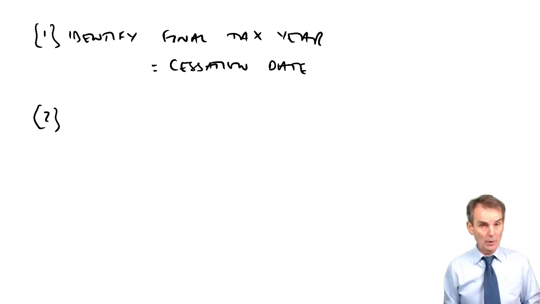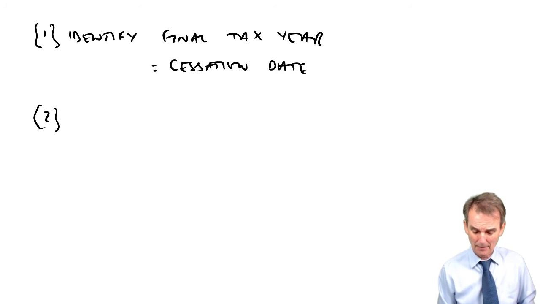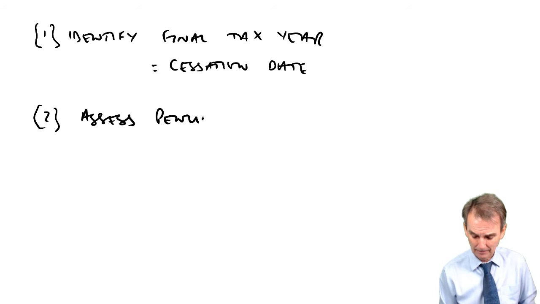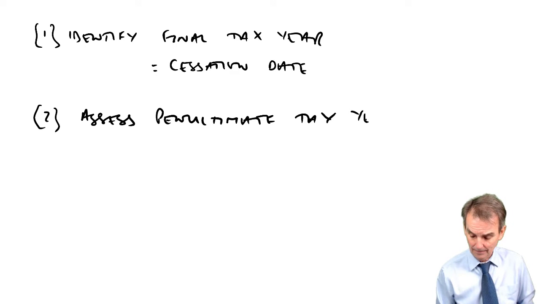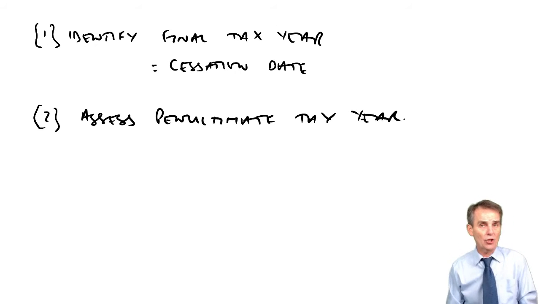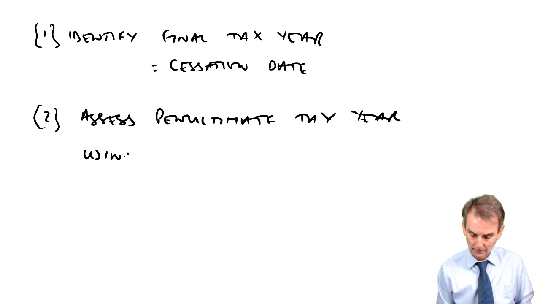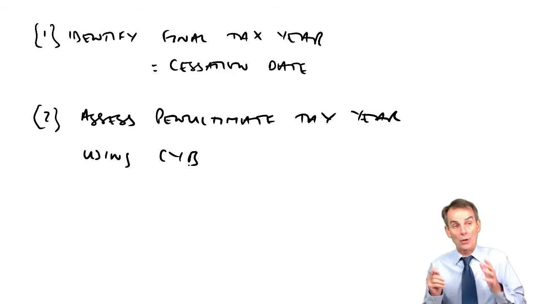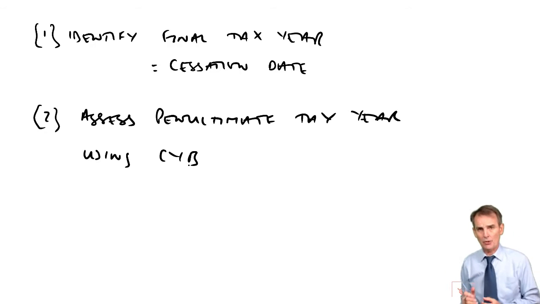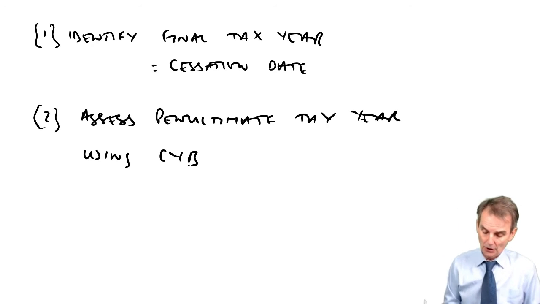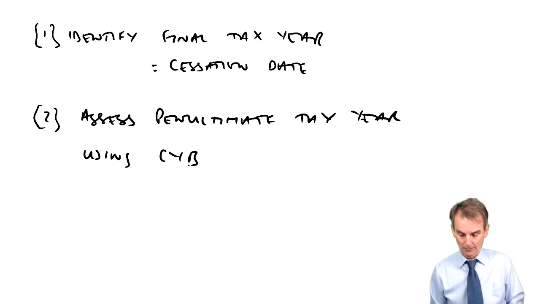Having identified it, we note it and go back. Second step, go back to the penultimate tax year and assess that penultimate tax year, and indeed any earlier tax years that you may be required to deal with, using CYB. We use current year basis, as we've seen in the note, up to and including the penultimate tax year. So we therefore will use CYB in that penultimate tax year.